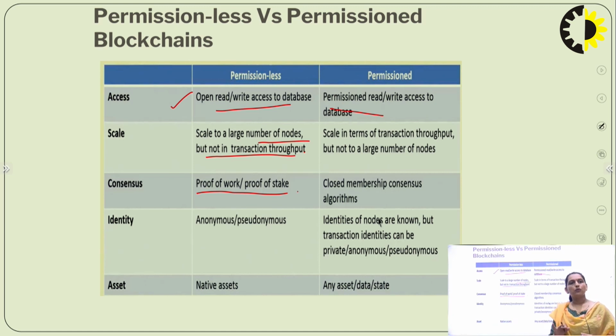So we have proof of work (PoW) and proof of stake (PoS) in permissionless networks, but as a closed membership, we have an algorithm that we will use.